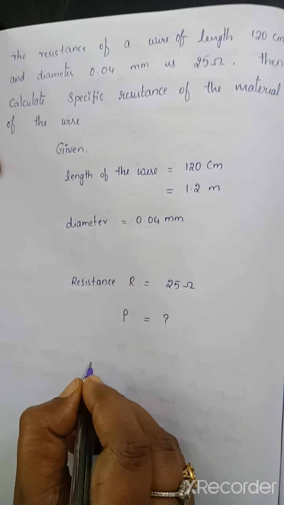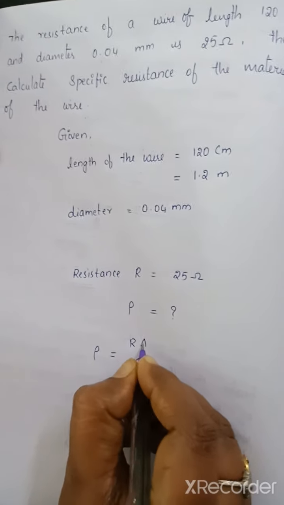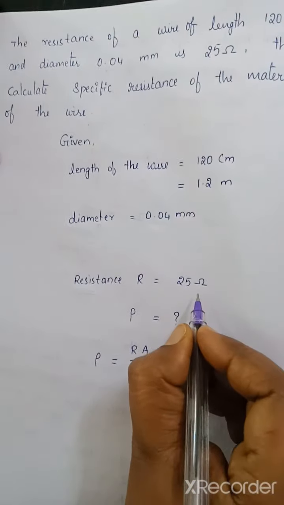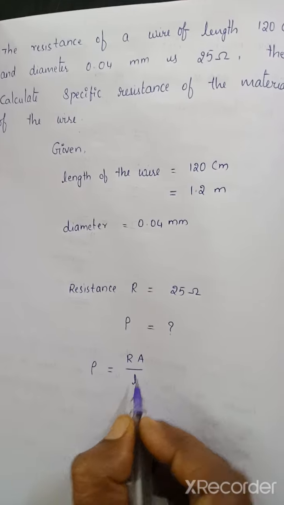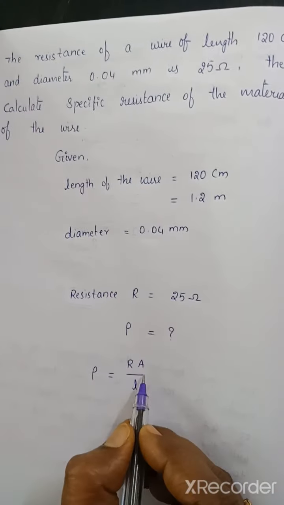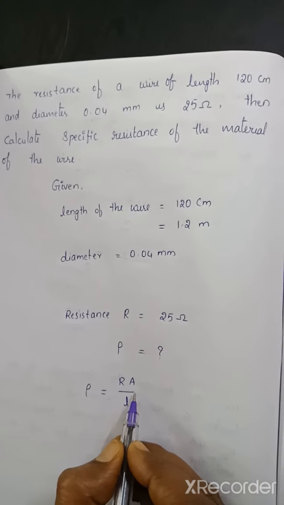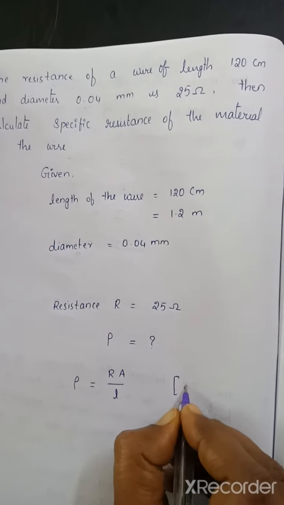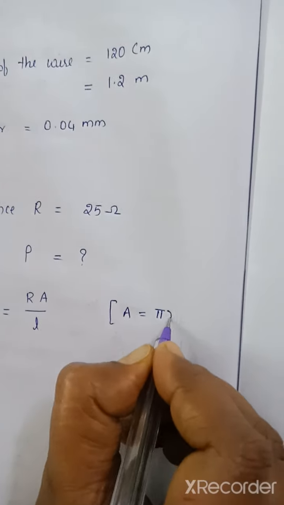And what is the specific resistance formula? Rho equal to R A by L. What is our resistance? Resistance value already given in the question. L, length of the wire, found to be 1.2 meter. What is A? Area of cross section. But here directly they didn't give area of cross section. Now we need to find area of cross section. What is area of cross section? A equal to pi r square.